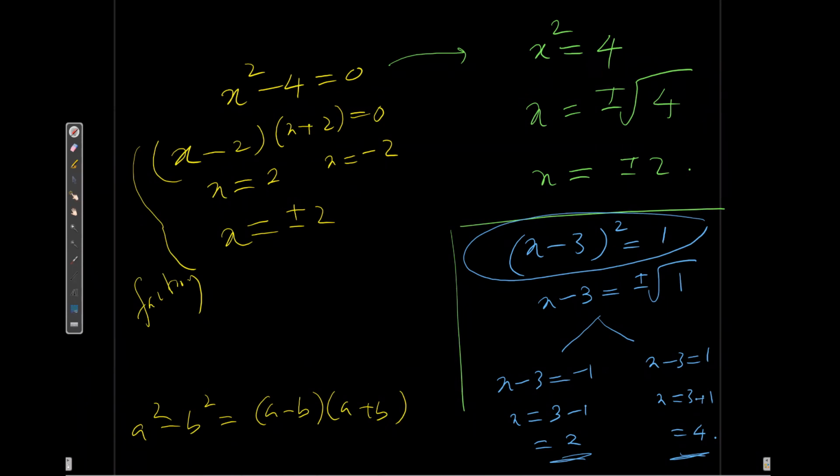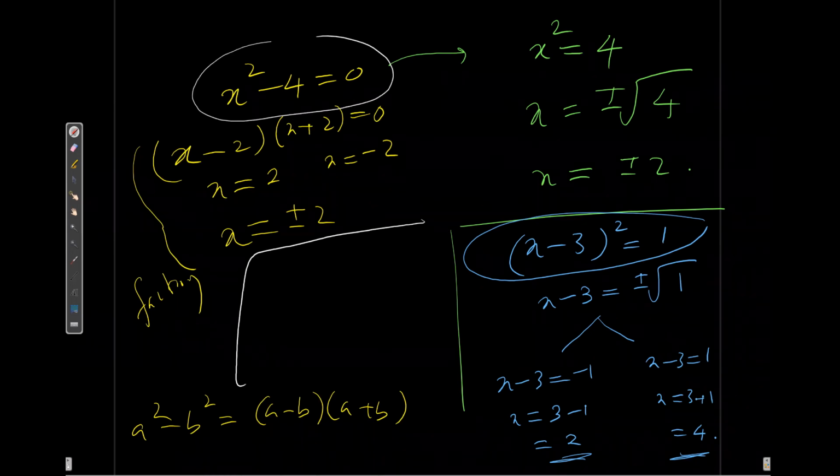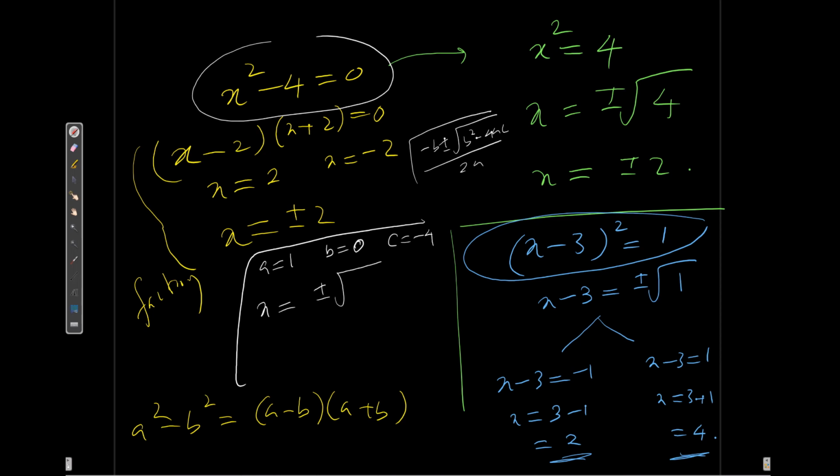Okay, how about this? Let me use a different color. In this example, A is 1, B is 0, you don't see an x term, and C is negative 4. So x is going to be negative B, let me remind you, negative B plus or minus the square root of B squared minus 4AC, divided by 2A. So negative B, 0, plus or minus B squared, 0, it's gone, minus 4, that's in our equation, A is 1, C is negative 4, divided by 2. Negative 4 times negative 4, 16.